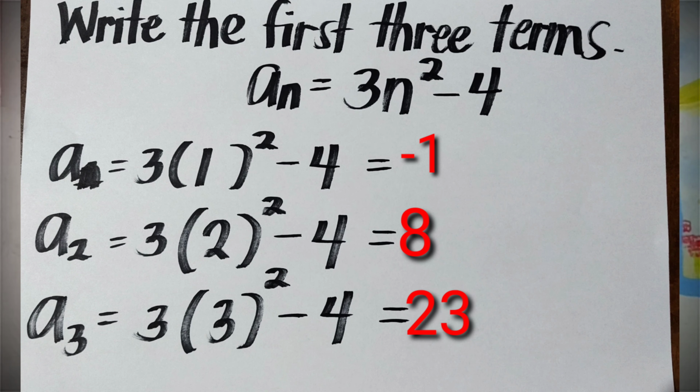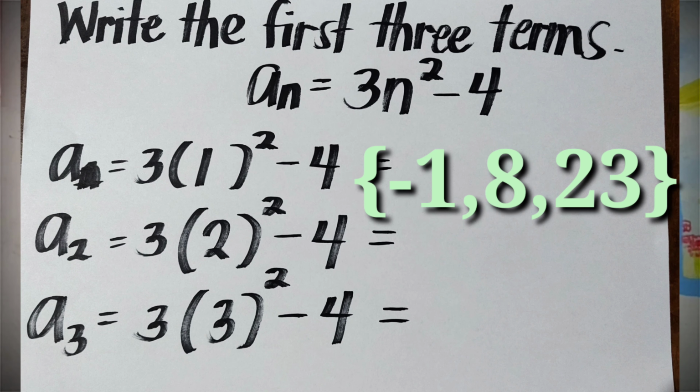So we have now the first 3 terms or elements of the general equation a sub n equals 3n squared minus 4. And those are negative 1, 8, and 23. Okay, so you can now solve by yourself the worksheet I prepared for you. That is on the first page in your worksheet.